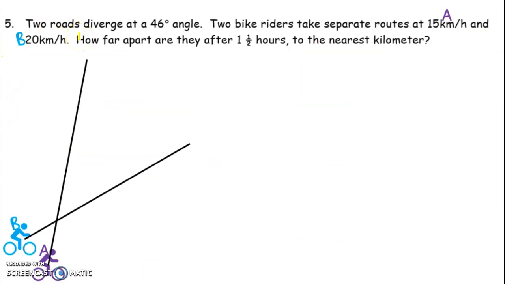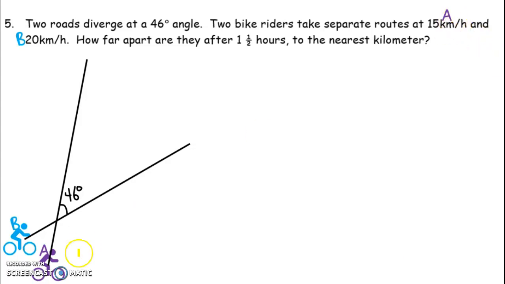Number 5 is a fun example. So we've got two roads and they diverge at a 46-degree angle. Two bikers, so I drew little bikers at the bottom just to help you understand a little bit more. They take separate routes at 15 kilometers per hour.